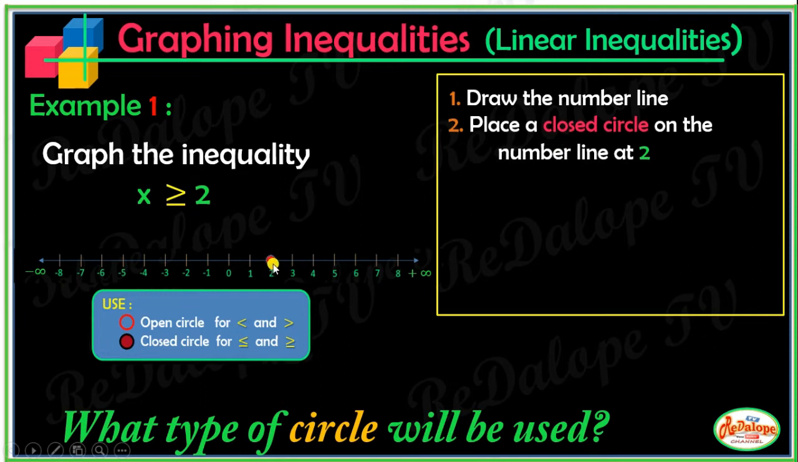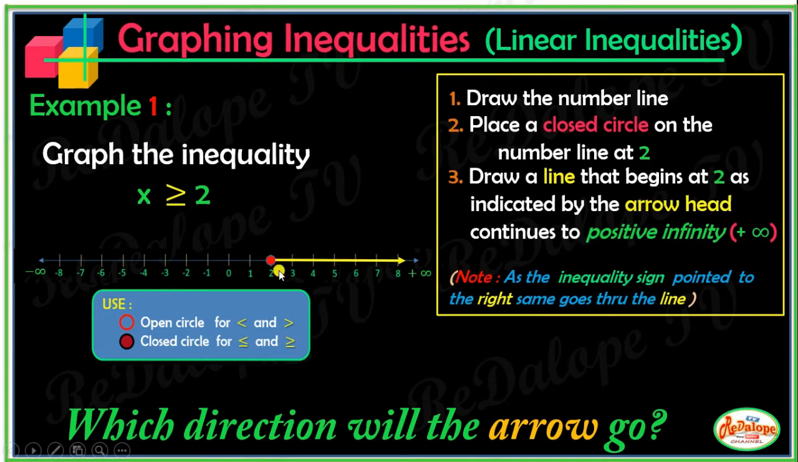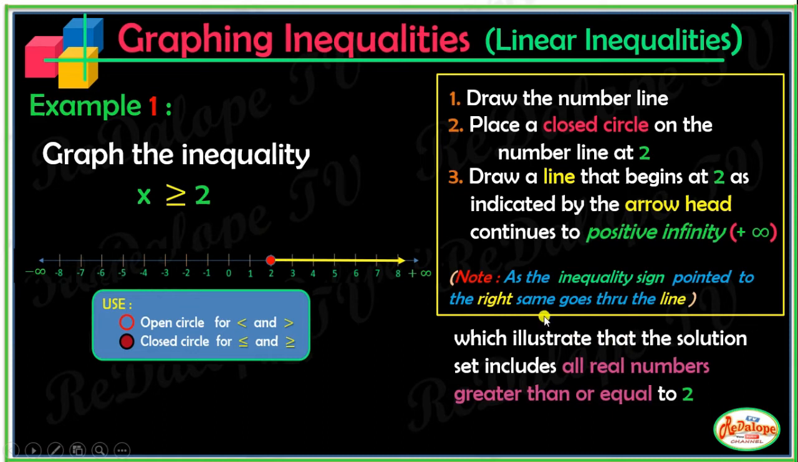And then what about the direction? Is it going to the right or going to the left? Now the hint here is, since the inequality sign is pointed to the right, then therefore the arrowhead goes the same way along the line. So we have x is greater than or equal to 2. This illustrates that the solution set includes all real numbers greater than or equal to 2. And the solution set can also be written in interval notation: the bracket of 2, then positive infinity, and the close parenthesis.